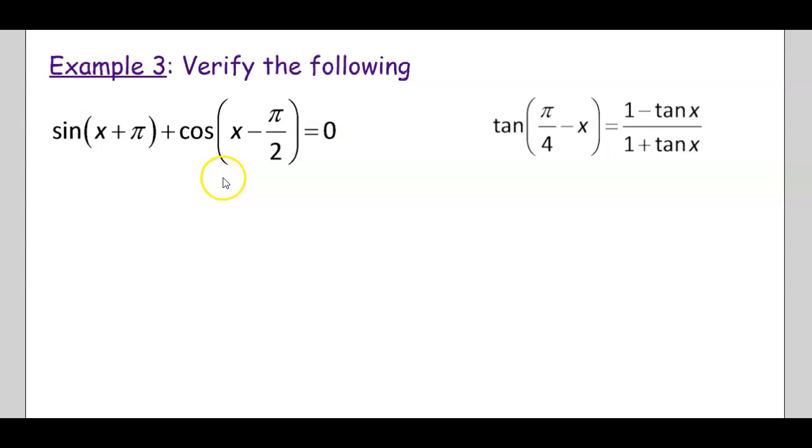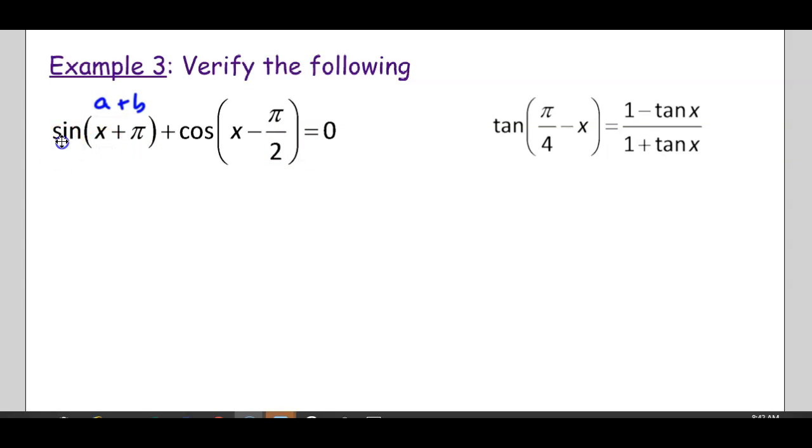All right, verify the following. So, right here, we're gonna end up expanding all of this, all right? So sine of x plus pi, like you look at a plus b, right? When we expand this, it is going to be sine of x cosine of pi, plus, look at the equation: sine of a plus b is sine of a cosine of b plus cosine of a sine of b. So sine of x cosine of pi plus cosine of x sine of pi, all right?